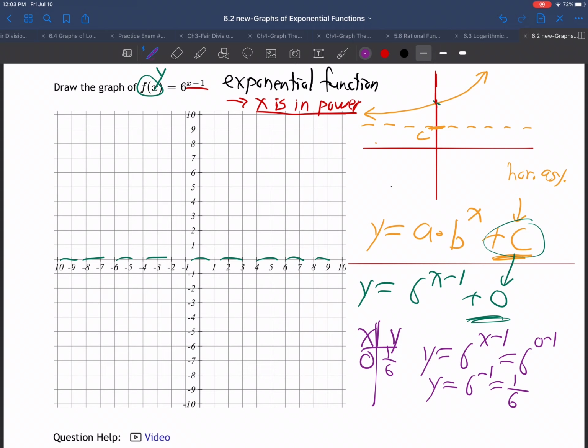So notice it's a positive 1/6. It's not negative. So negative powers don't make negative answers. They flip things. They make fractions. Very important you know that. Any number to a negative power flips it.